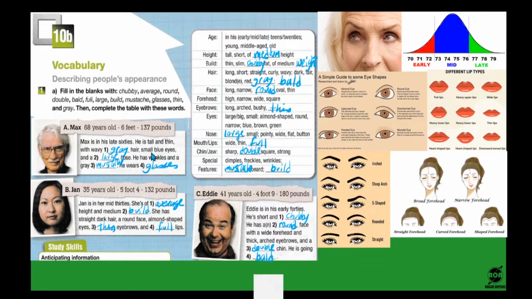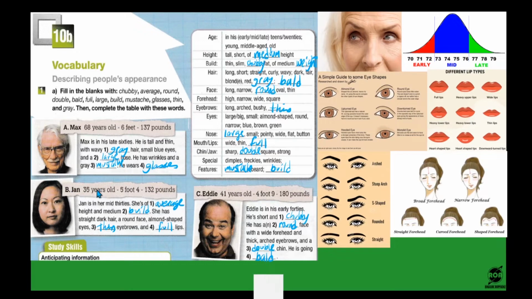He is tall and thin with wavy gray hair. Gray hair is the color of the hair when it's this way. When you're old, you have gray hair with small blue eyes. Notice the color of his eyes here. He has wrinkles. Wrinkles are right here, these lines that come on your forehead and also on your whole face when you become older and older. And he has a gray mustache as well. He wears glasses. Notice that maybe for his age he has problems with his vision.